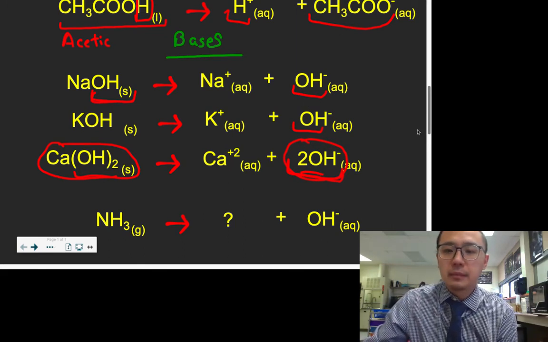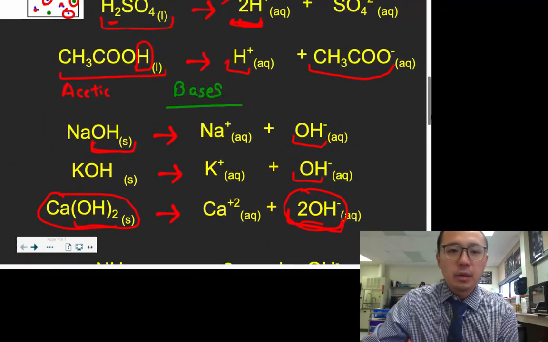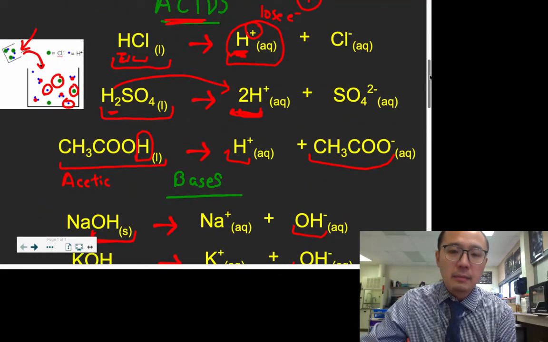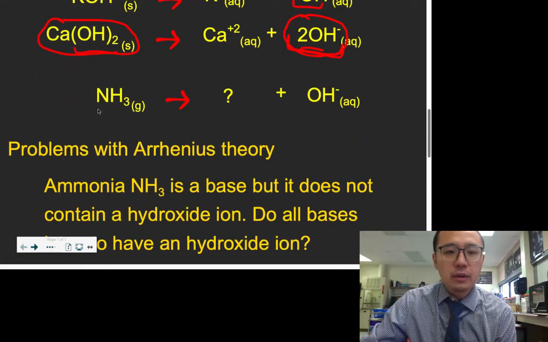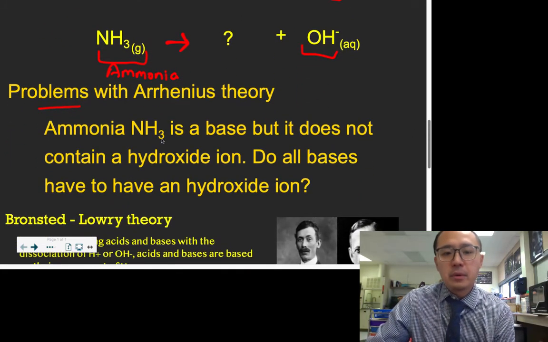So that makes it a little bit stronger than the other ones. But the problem we'll run into with Arrhenius' theory is that all of these do dissociate into your positive hydrogen ion or hydroxide ion. But what about NH3? This is your ammonia. Ammonia is indeed a base. It exhibits all the properties of a base, but it doesn't have a hydroxide. So the problem with Arrhenius' theory is that ammonia is a base, but it does not contain hydroxide ion.